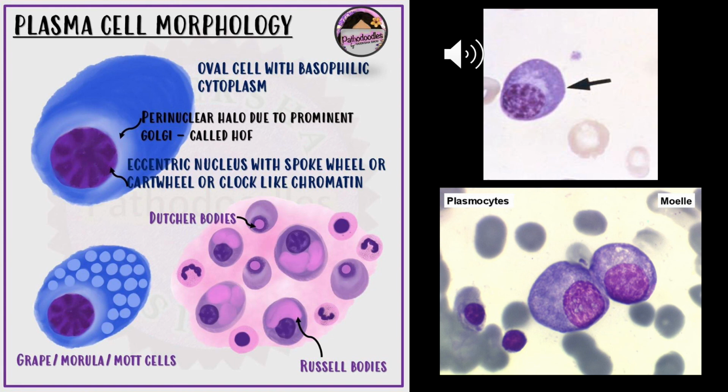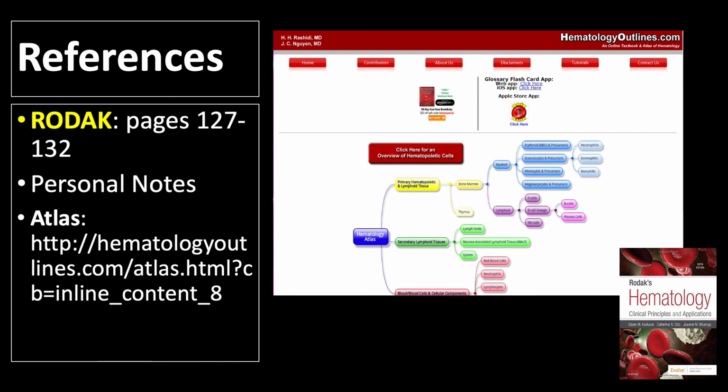So tandaan yun because it came out in our board exam. We have an eccentric nucleus with spoke wheel appearance of chromatin. So yun pa lang, maalam nyo na that is your plasma cell. The function of your plasma cell is to produce antibodies. So that ends our discussion about your agranulocytes.